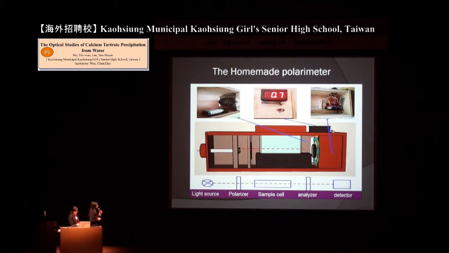We use a lighter as the light source, and the polarizers came from old cameras. We can see when the light goes through the polarizer, the light will change into plane polarized light. The plane polarized light will be rotated by the compounds in the sample cell. And we operate the analyzer, which is mounted on a protractor, until the voltage reaches the highest number, and we can know the angle.